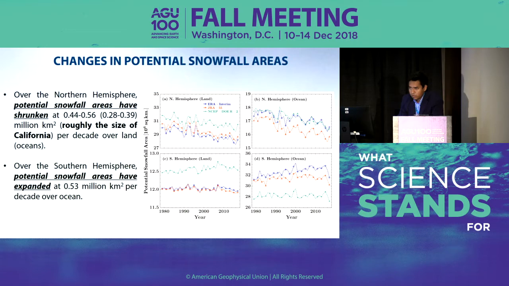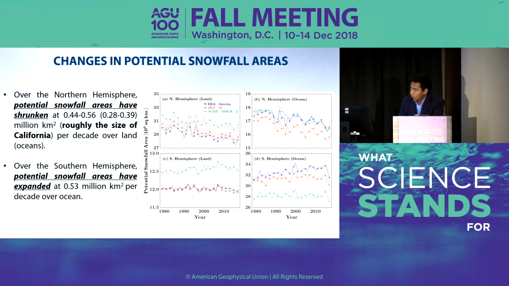Using the information from wet bulb temperature, we were able to classify between the snowfall areas from the rainfall areas. The figure on this slide is the same as the figure on the previous slide, only the y-axis has changed. Now the information here is for potential snowfall areas in million square kilometers. We found that over the Northern Hemisphere land, potential snowfall areas have actually decreased at the rate of 0.44 to 0.56 million square kilometers per decade, which is roughly the size of the state of California.